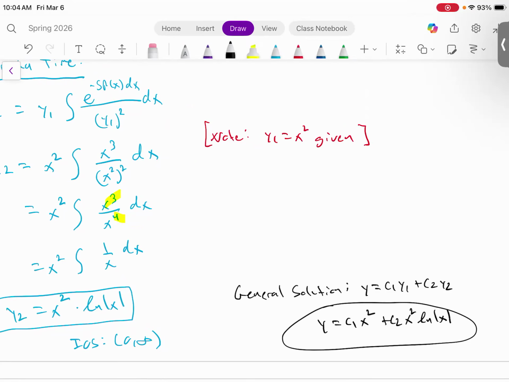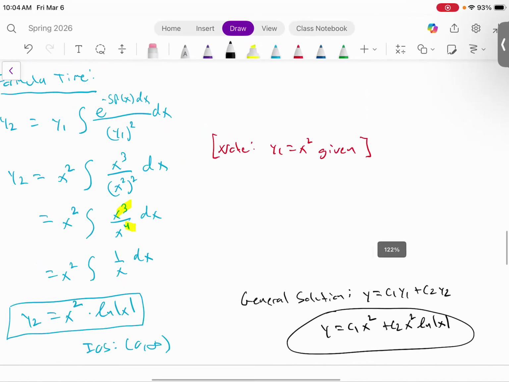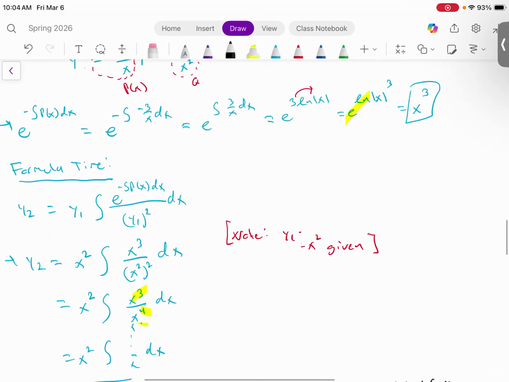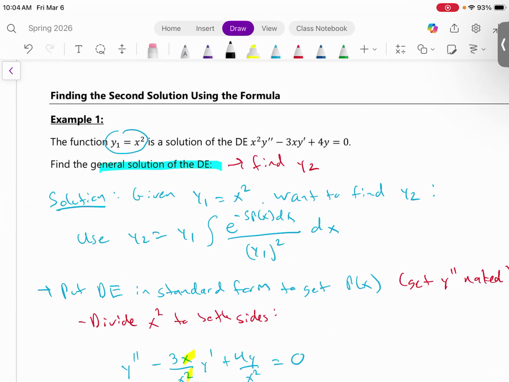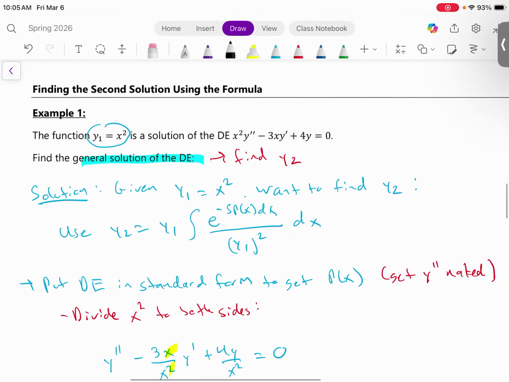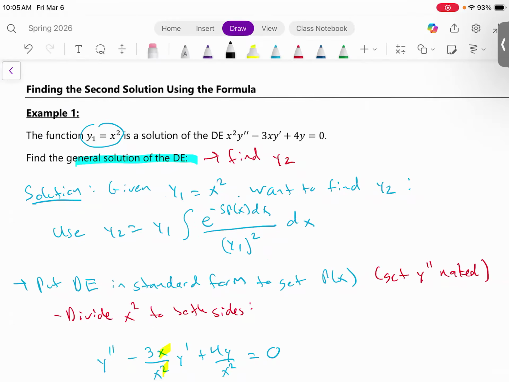Okay, so we got our second solution given our first solution using the reduction of order formula. So it comes in handy quite well. It's a long drawn out process if we were to take a different route, but we want to keep it simple here, just use the formula.